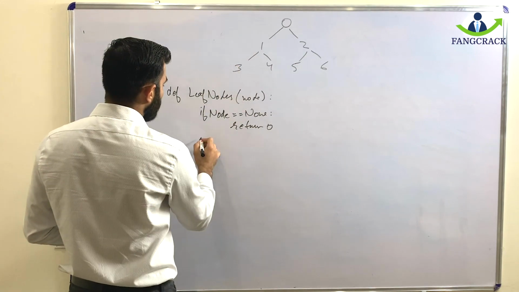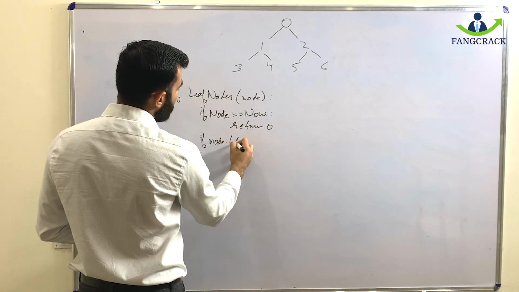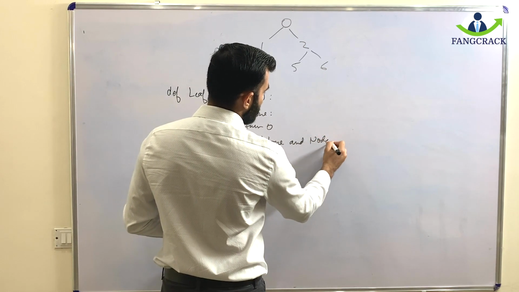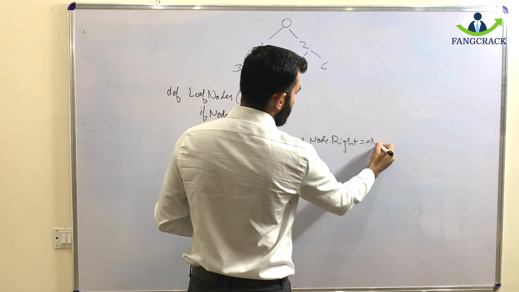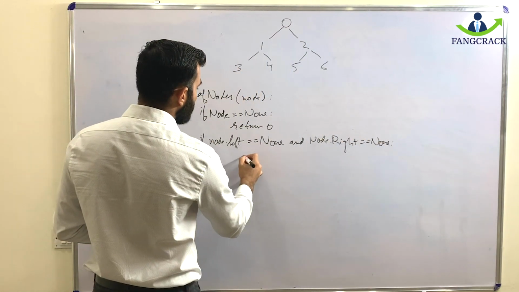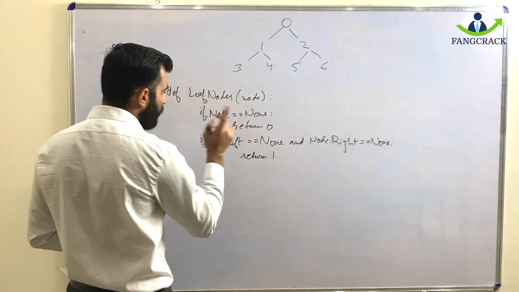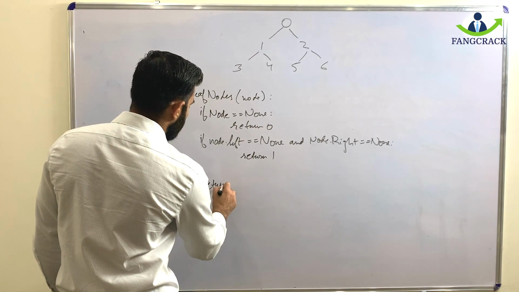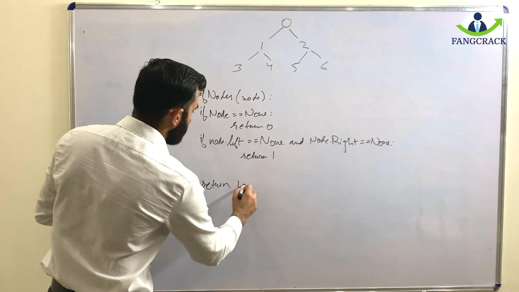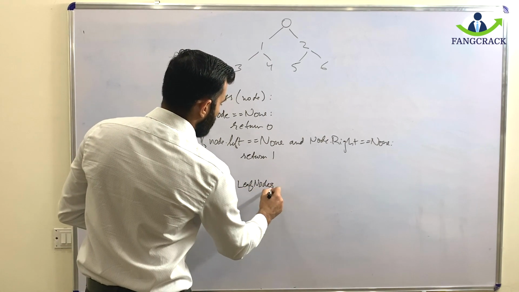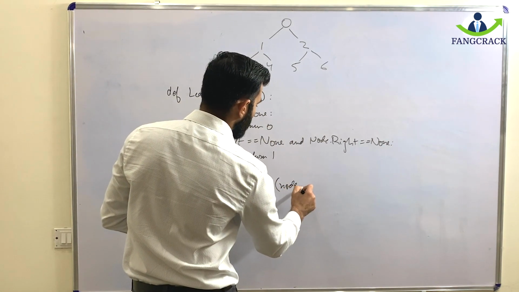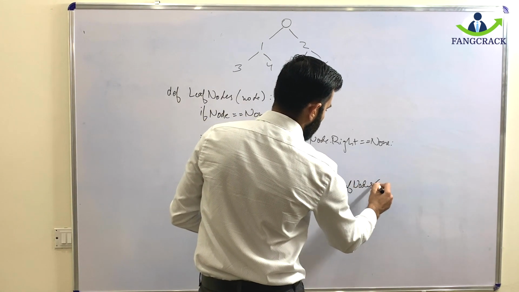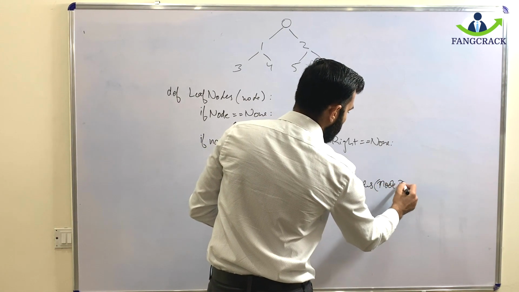Then our main condition where we check if node dot left is equal to none and node dot right is equal to none, then we know we have found a leaf node, and we return 1, that we found one leaf node. So these are the two terminating conditions, and then in here we are going to return the current node's recursive calls: leaf nodes of node dot left, plus leaf nodes of node dot right.